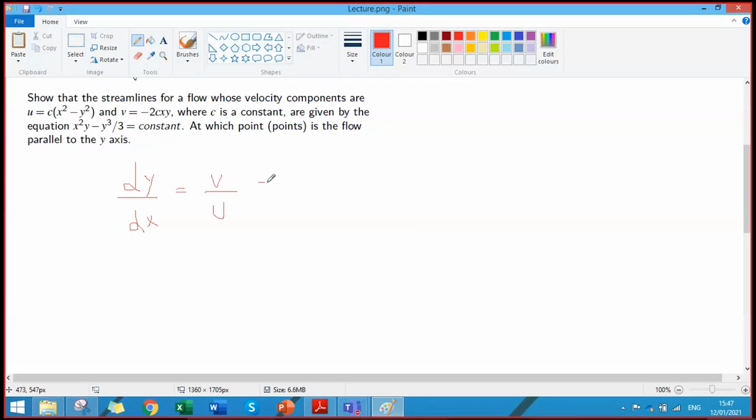So if we take v and u, we come to know that minus 2xy, c will cancel with c, and divided by x square minus y square. This is where we left, right?